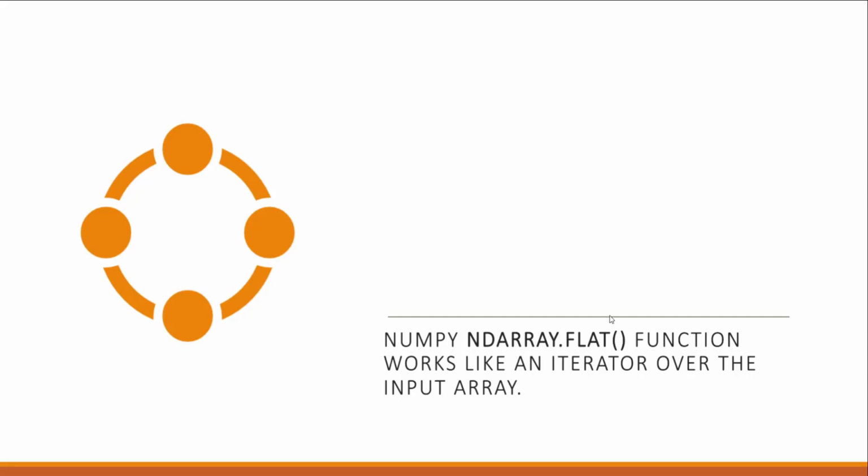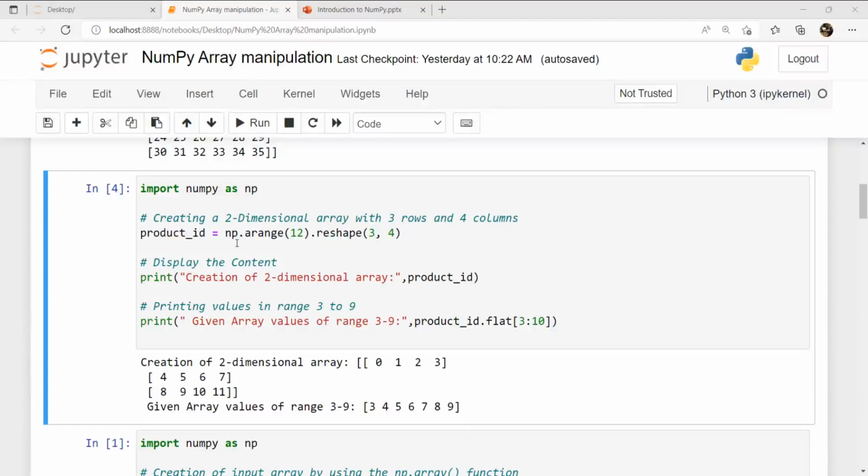Now we will see an example of the ndarray.flat function. In this example, first we have created a two-dimensional array of shape 3 by 4, which means 3 rows and 4 columns in an array, and then we have printed the whole array by using the print statement. Next we have set the range value in product_id.flat from 3 to 10. In this example the product_id is the array name, and we have set the range from 3 to 10. After executing this code it will return the values from 3 to 9.